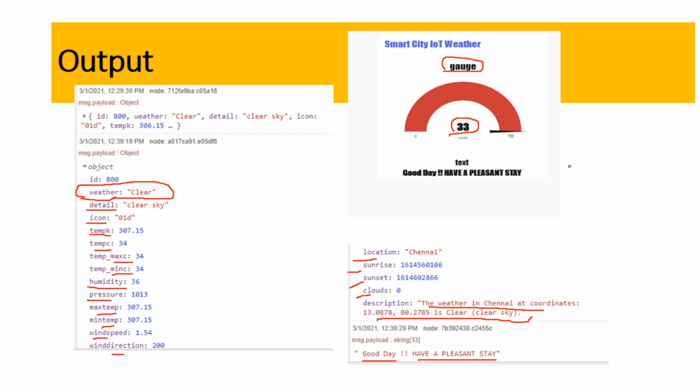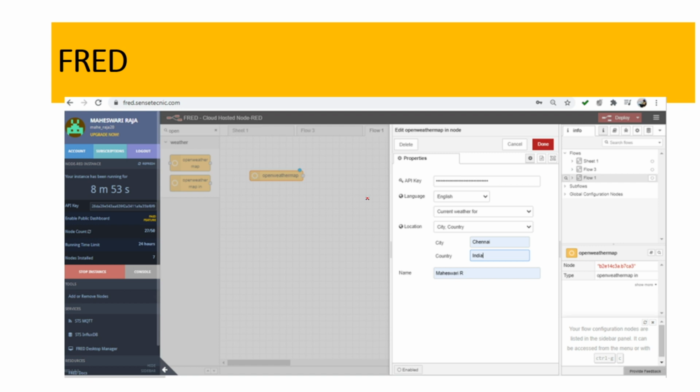So that is all about retrieving the real-time weather data from this particular OpenWeather website, and we have done some analysis using the various nodes, and the output will be displayed either in the debug monitor as well as in the UI. The same thing you can perform in FRED, the front end for Node-RED.